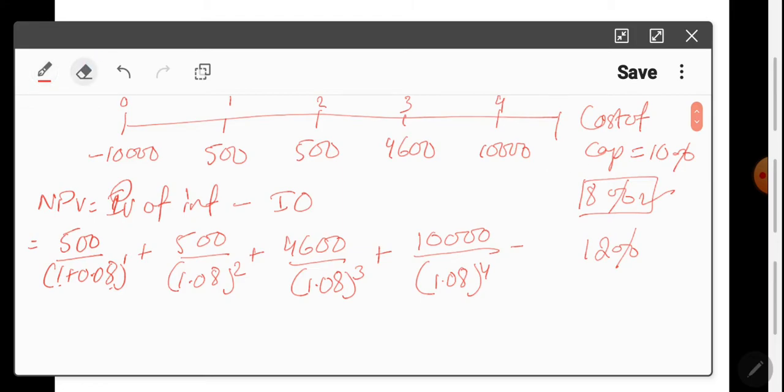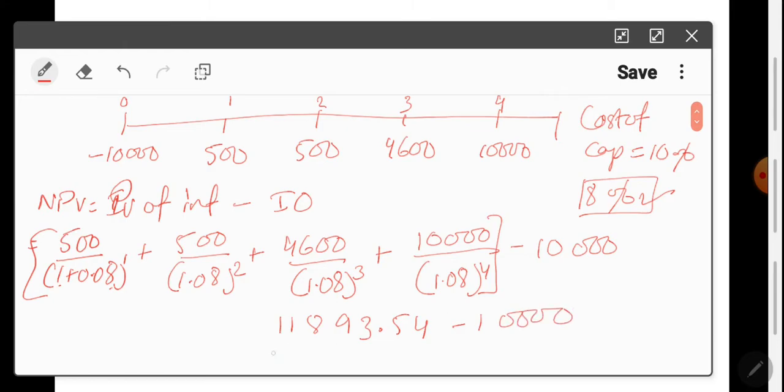So I'm going to erase this. The initial outlay is 10,000. So if you solve this, the present value of inflows is coming 11893.54. Minus this by 10,000. The NPV is 1893.54. This is your NPV at the 8% rate.